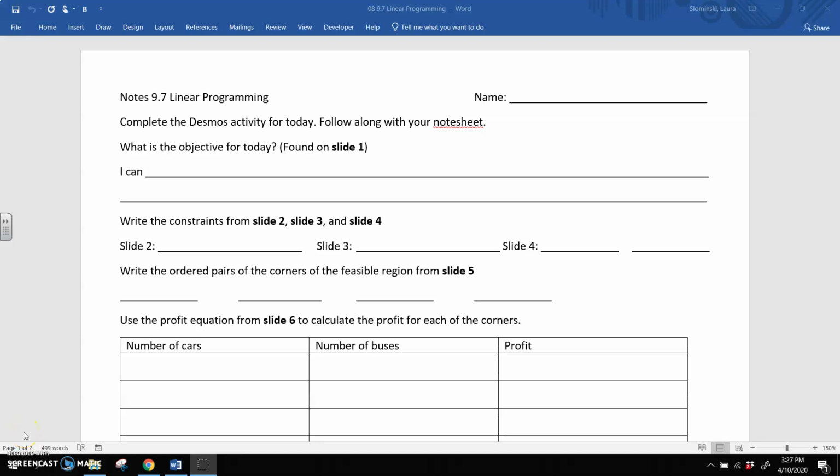Today we are looking at section 9.7, linear programming, and we're going to do that first by looking at a Desmos activity. You guys are not going to do it, you're just going to follow along online, and then we're going to do an example.